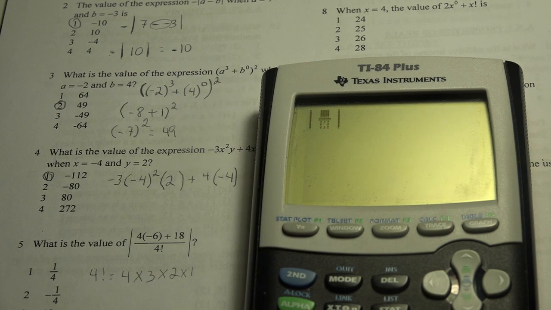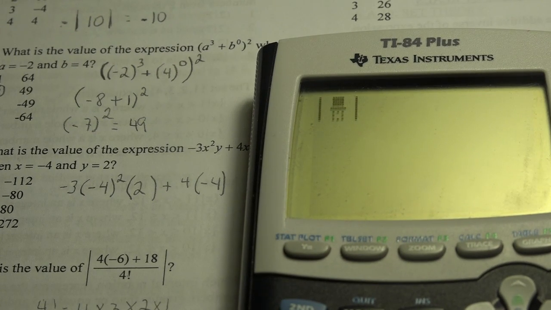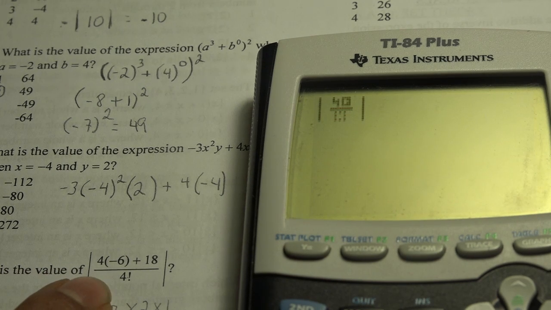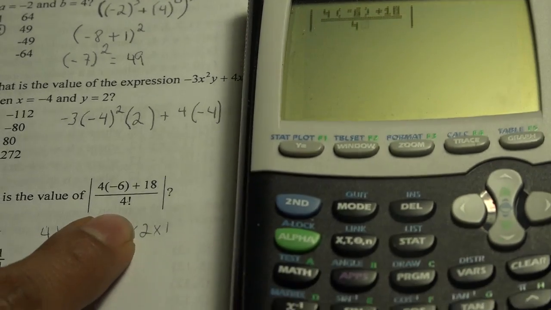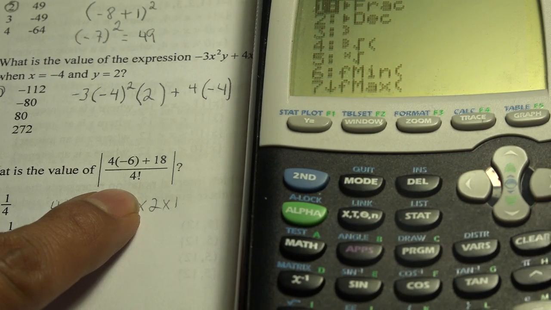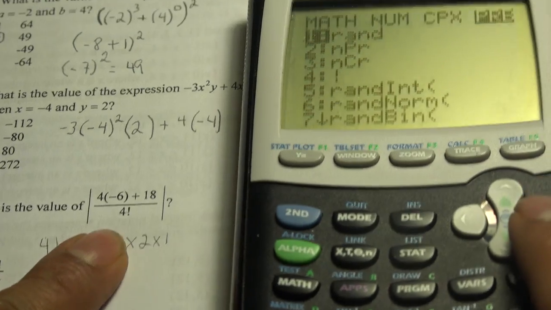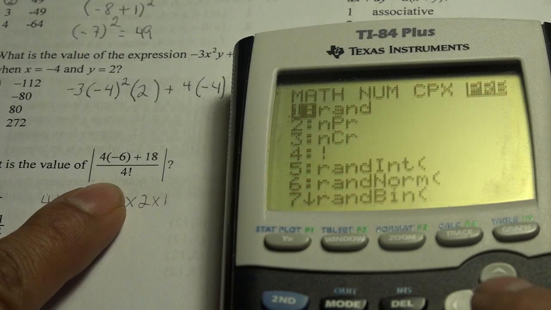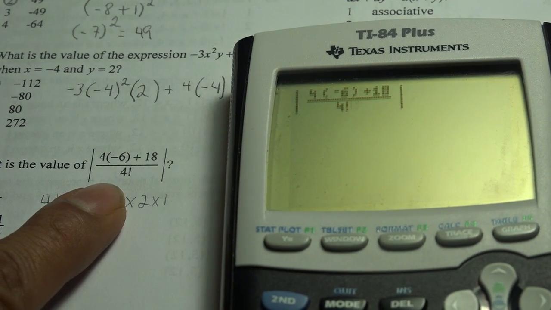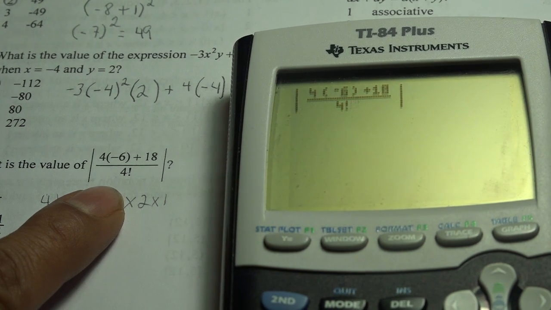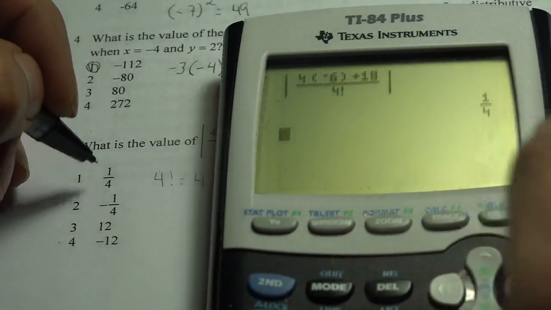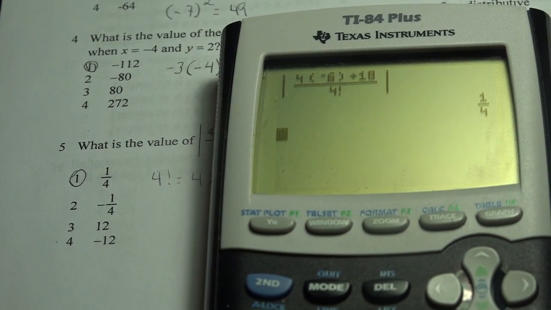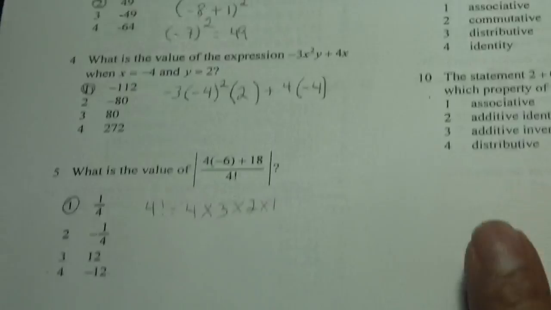All right. So let's see how we do it. 4, okay, times -6 plus 18 over 4. And now let's investigate how to arrive at the factorial. I think you gotta press math and you gotta move to PRB. Sorry, you gotta move to PRB right here. And then there's the factorial. Wow, I still remember. Alright, that's it. I typed my expression and now I hit enter. And guess what? Even the calculator gave it to you in the form of a fraction. So the answer is 1/4. Nice, right? Yes, I know.